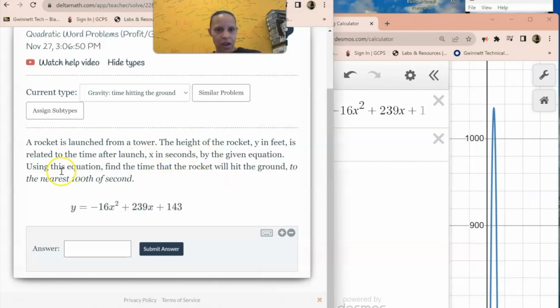Let's see. All right, using this equation, find the time. So time, I need to find what time is. Height is Y, and time is X. So find X. So whatever I get, find X. It takes the rocket to hit the ground.